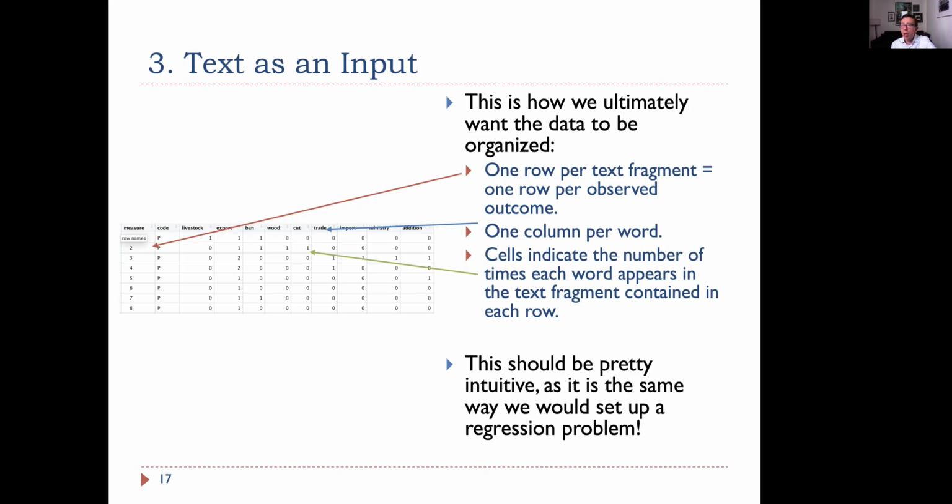Then we want one column per word. So here you can see the first word is livestock, then there's the word export, then there's the word ban. And you can see that each of those first 3 words appears once in the first measure. Then we see export and ban appearing once each in the second measure, etc., etc. So each cell indicates the number of times each word appears in the text fragment contained in each row.